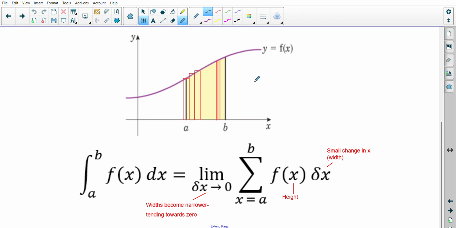So if I make those widths of the rectangles smaller and smaller and keep reducing the size of the width of the rectangle, I'd like to think that my rectangles are more like these ones, where you can see they're almost going to just thin lines, thin strips. And if I put all of those together, they will start to form an accurate answer for the area under that curve between the two limits.